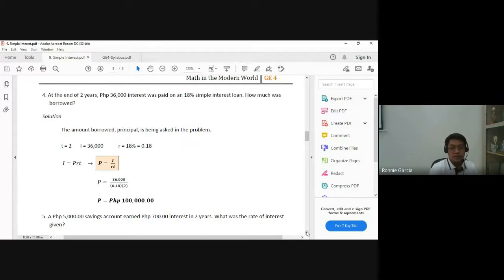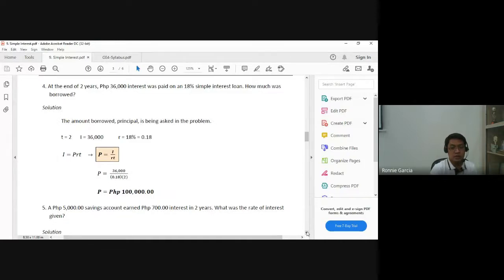Again, the question is, what was the rate? So the unknown is R. How are you going to solve for the value of R? So kung i-derive na po din mo ang formula from I is equal to PRT, unsay dagway sa formula karon, kung R na ang gipangayo?